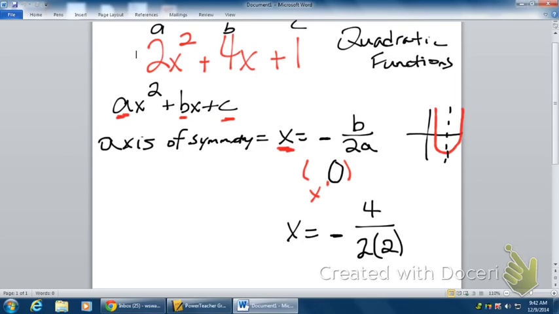So when you go to work this out, I think it'd be easier if you put parentheses around there, so you don't worry about that negative too soon. When you multiply 2 times 2, you're going to get 4. So that's going to be 4. 4 over 4 just gives you flat out 1. That negative makes it a negative 1. So that means our x is equal to negative 1. So everybody see how I got that?